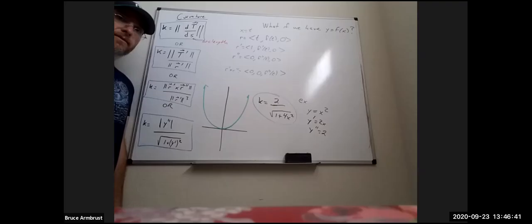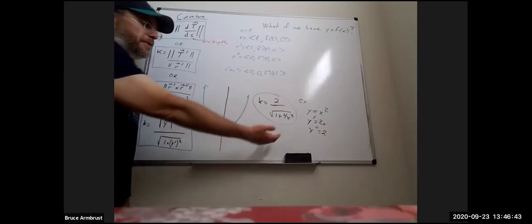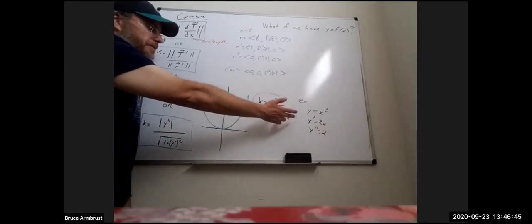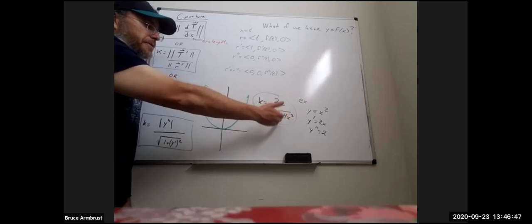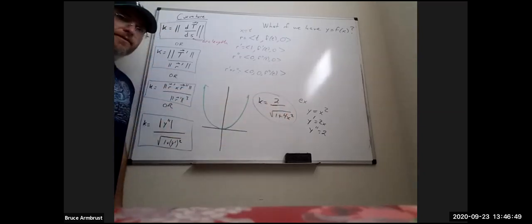Imagine going out to x equals 1,000,000. Okay, well, 4 times 1,000,000 squared, the square root of that's about 2 times 1,000,000. So it's 1 over 1,000,000th. So at x equals 1,000,000, your curvature is around 1 over 1,000,000.